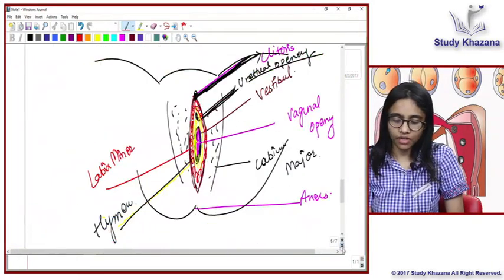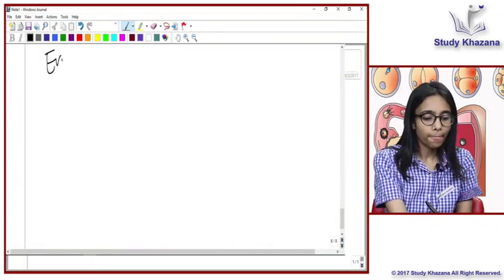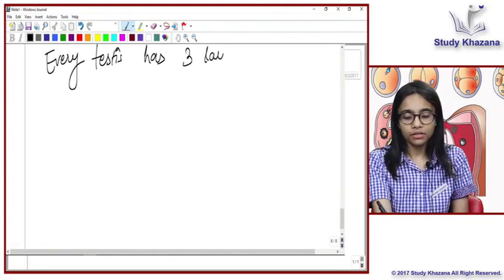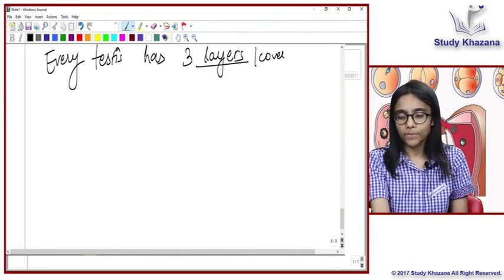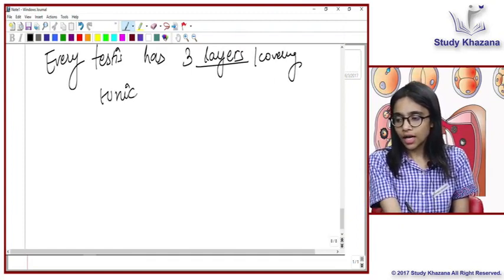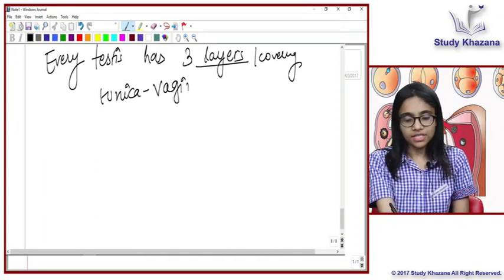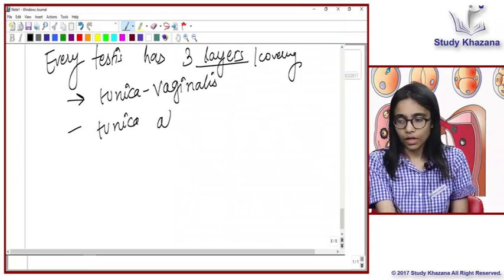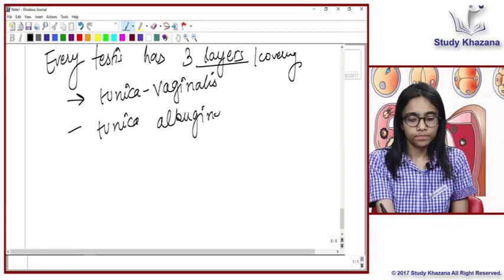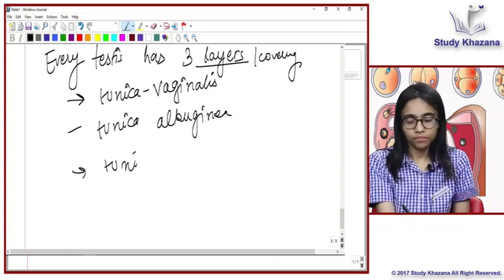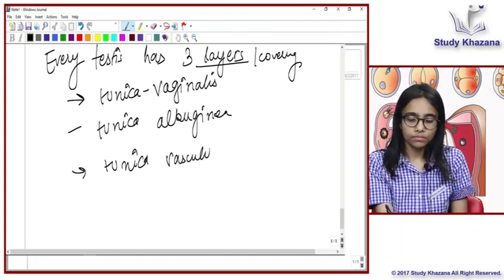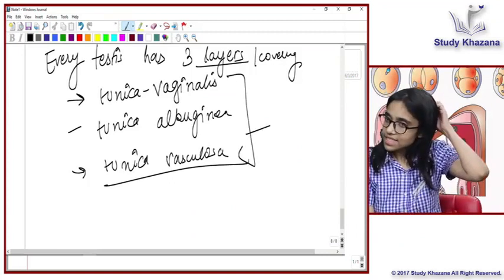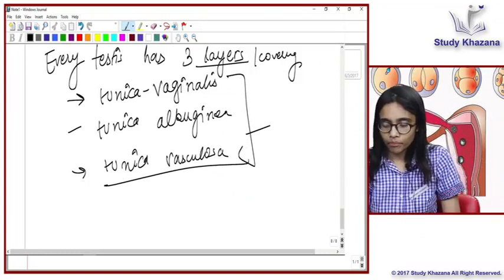Yeah, let me draw or let me write. Every testis has 3 layers or coverings: tunica vaginalis, tunica albuginea, tunica vasculosa or vasculosus. These are the 3 coverings covering the testis of the male. Okay, so it is somehow like that.